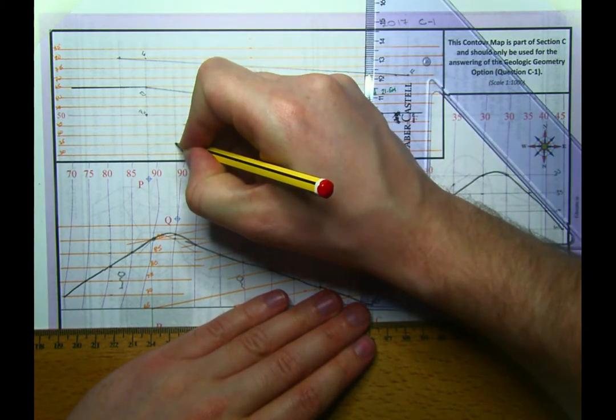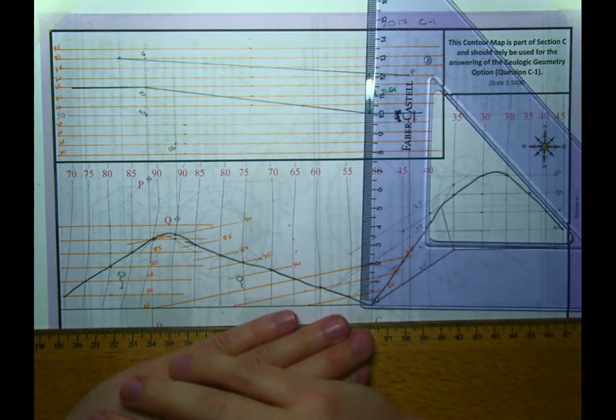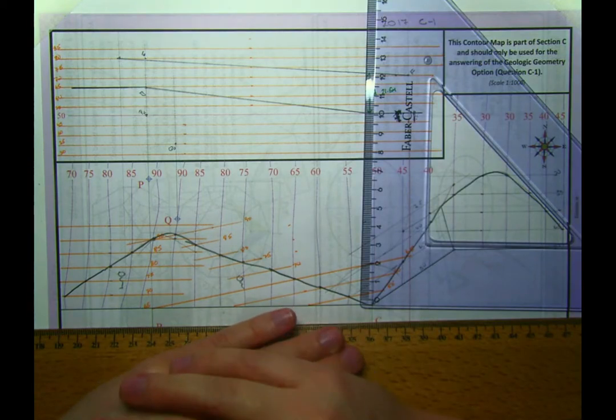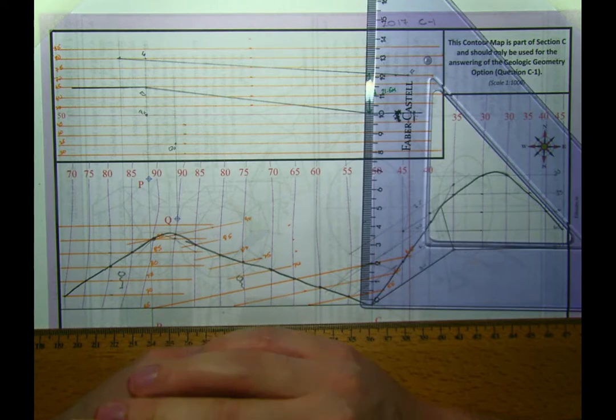So that's this point here, that's Q, head wall. So we have 2 points on our stratum. Now we need to find the third one. The third one is a skew borehole drilled in an easterly direction from point Q.